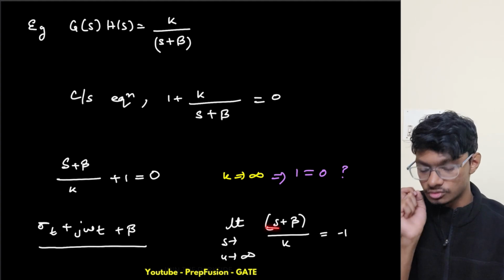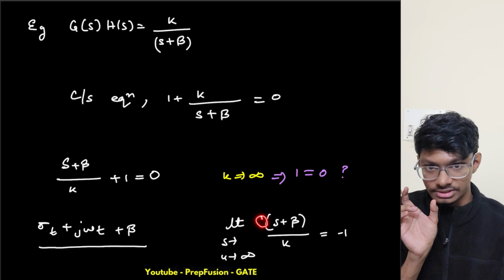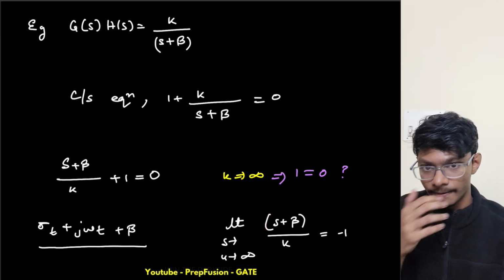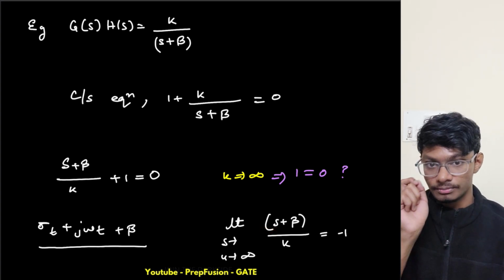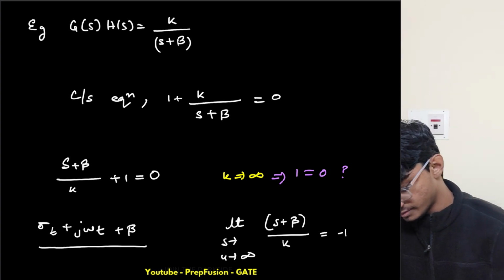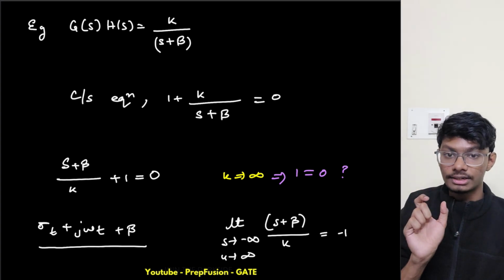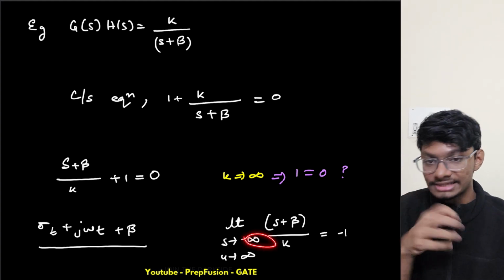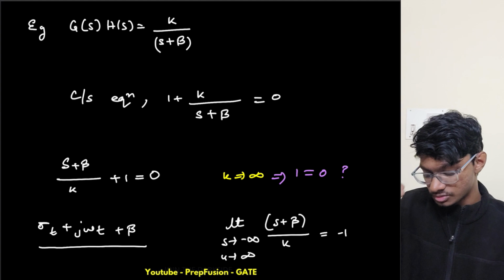No. If s goes to infinity, then we compare the coefficients. When it goes to infinity, this is 1 and this is also 1, it will be 1 only. But if s goes to minus infinity, then this will be minus 1 divided by 1, which is minus 1. So if s goes to minus infinity, then I can see that this equation is satisfied. So this is an asymptote, basically. The magnitude of s is going to infinity.